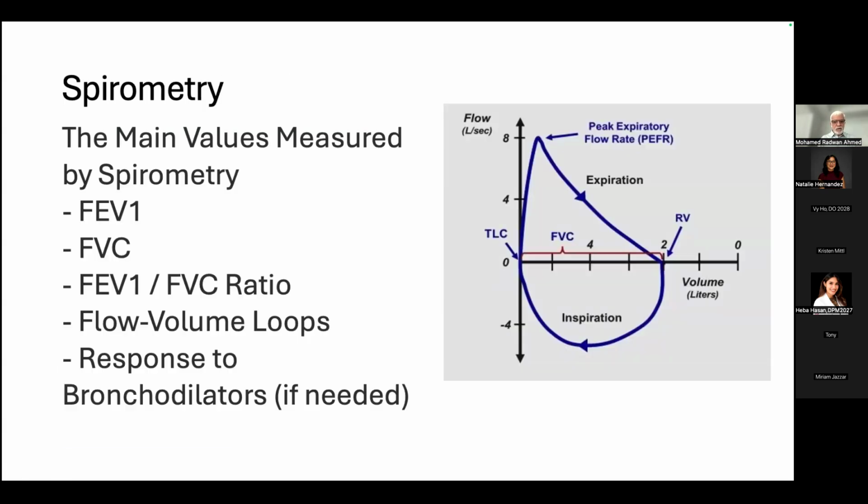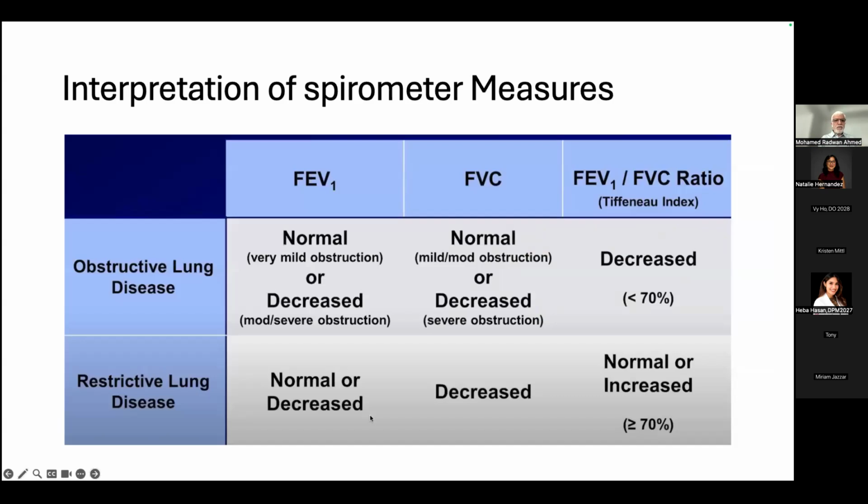As we said before, after we generate this loop, we can also test the response to a bronchodilator. If you want to see the response to your drug, you give the drug to the patient and measure. They will do spirometry before and after, and if it's better, it means your medicine is working and the patient improves. Here are the interpretations of FEV1 and FVC.